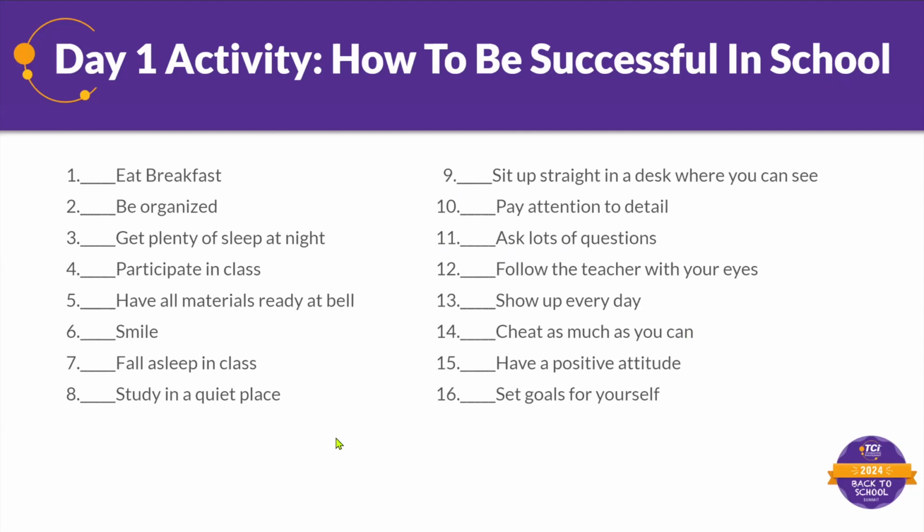First I have kids just go through, pick their top three in order, and their number 16, what's going to help you be successful in school. Then I have them get into groups. They don't know how to get into groups. I just say get with 3 or 4 people, so we'll check their math skills too. As a group, I want them to try to agree on their top three and their number 16. Then they elect a spokesperson who just says, our top three are ask a lot of questions, participate in class, have all your materials ready at the bell, and number 16 is set goals for yourself.